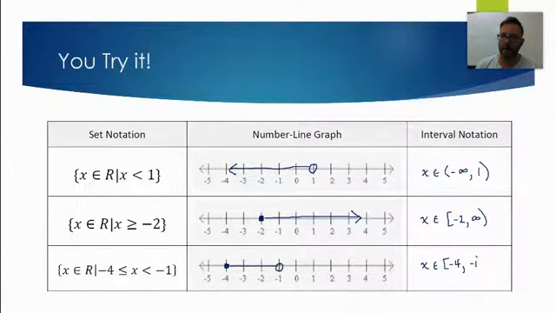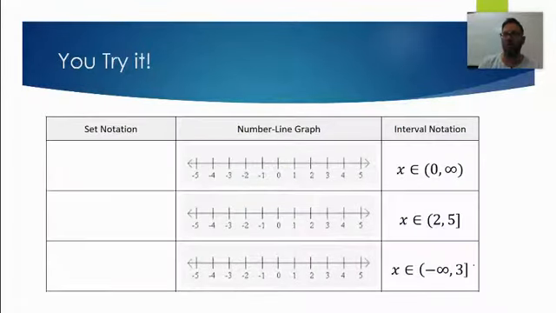Upper bound minus 1, round bracket. Excuse me, I think I said 4, minus 4. In the next several, I believe I give you the interval notation, and we're going to work backwards. So give this a try.